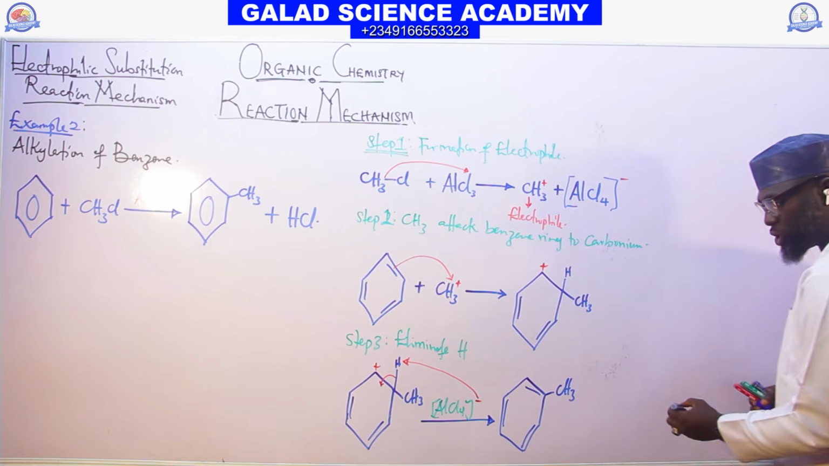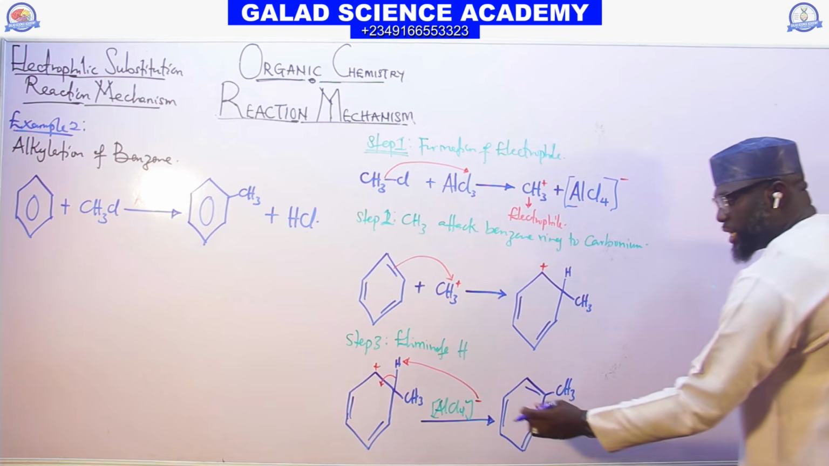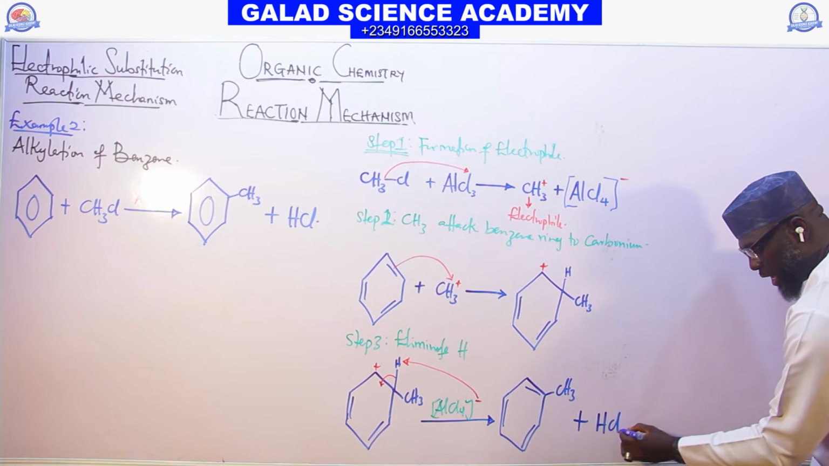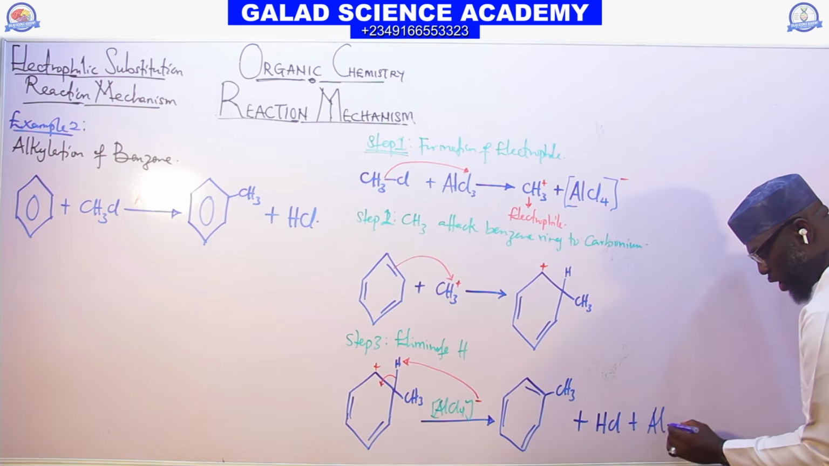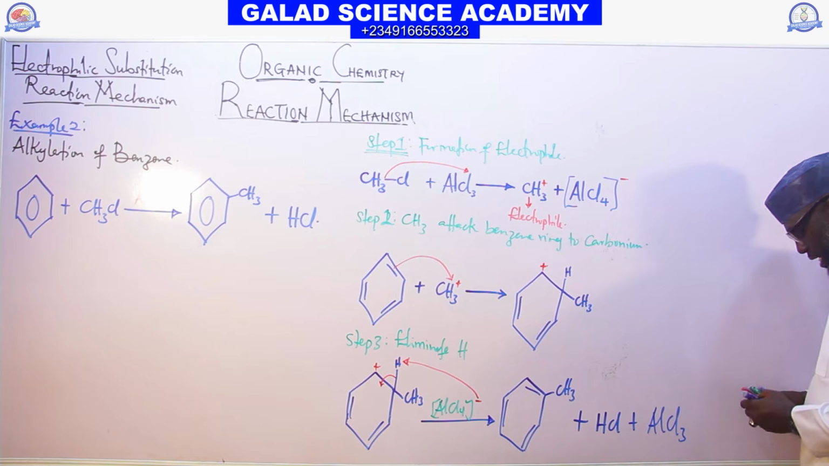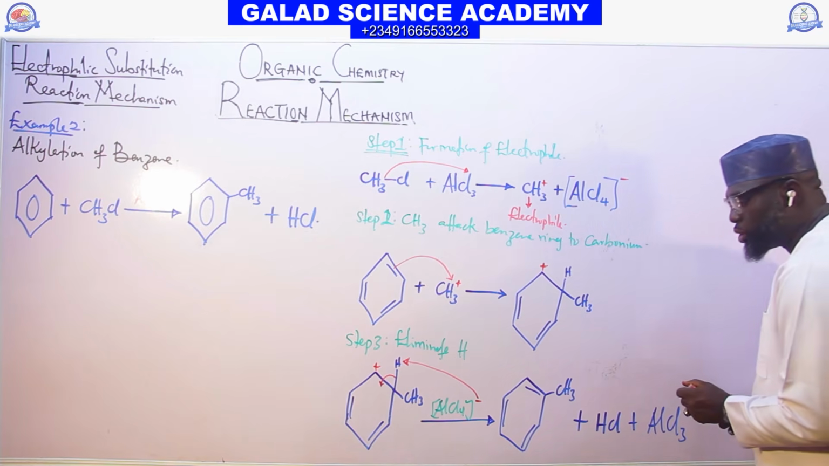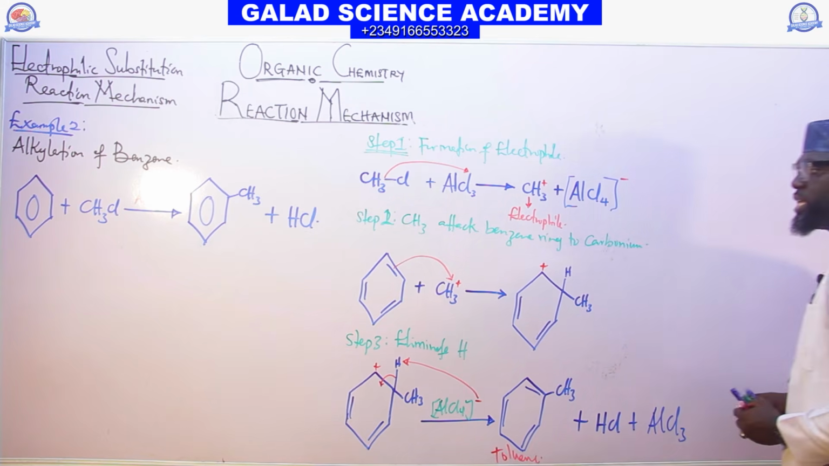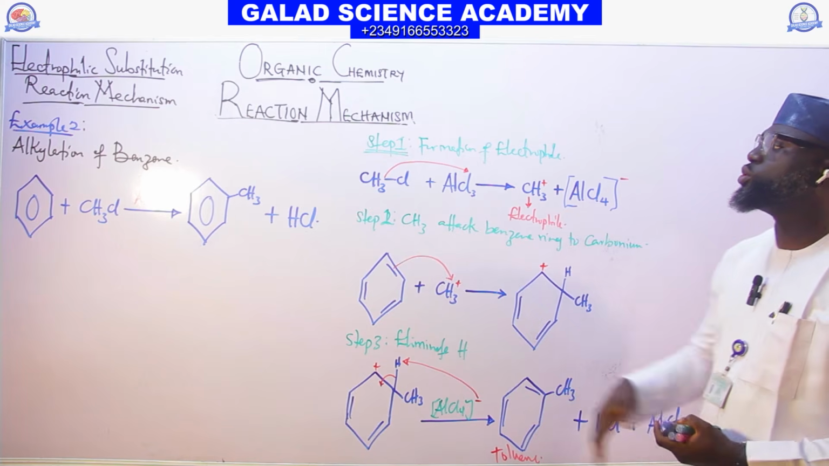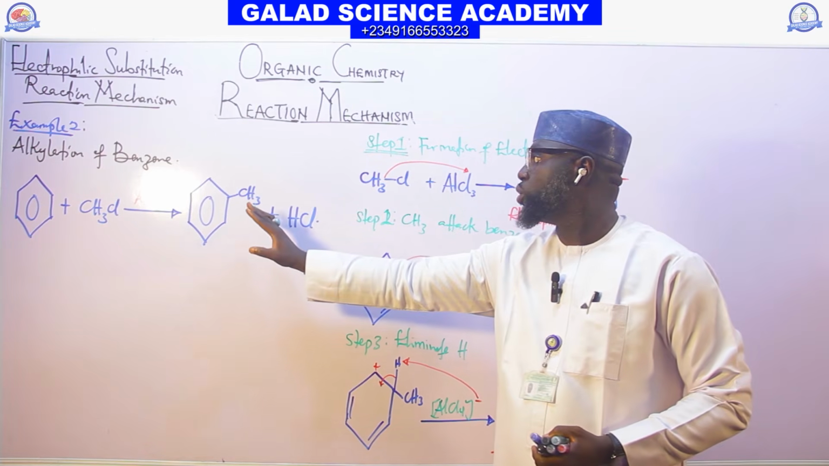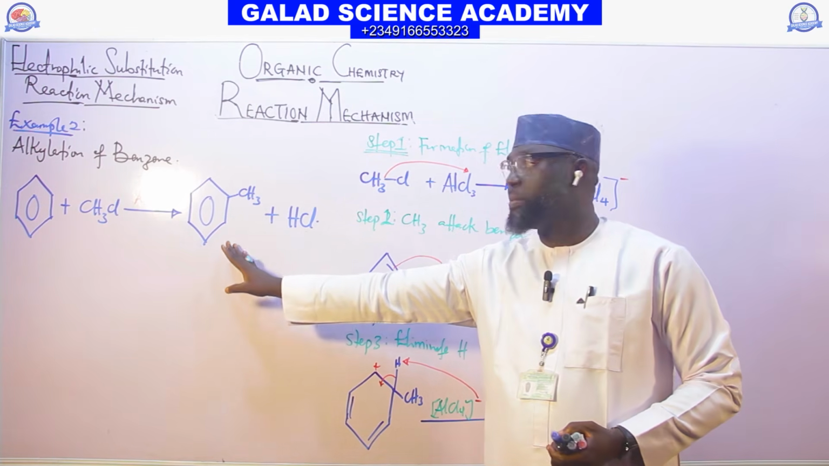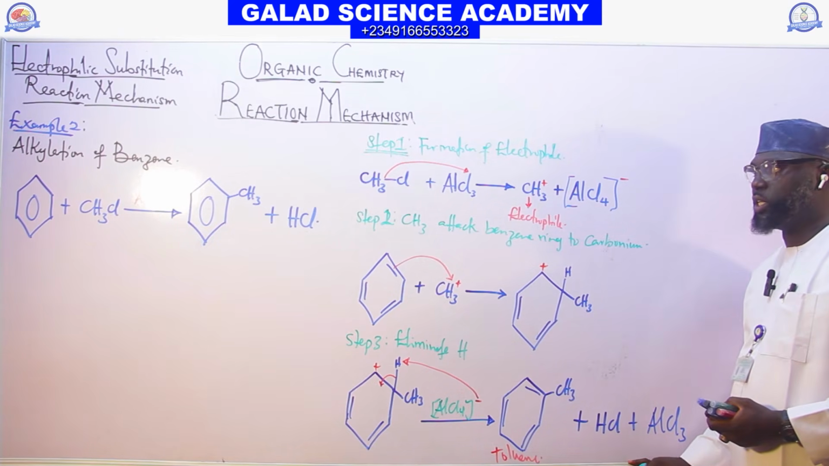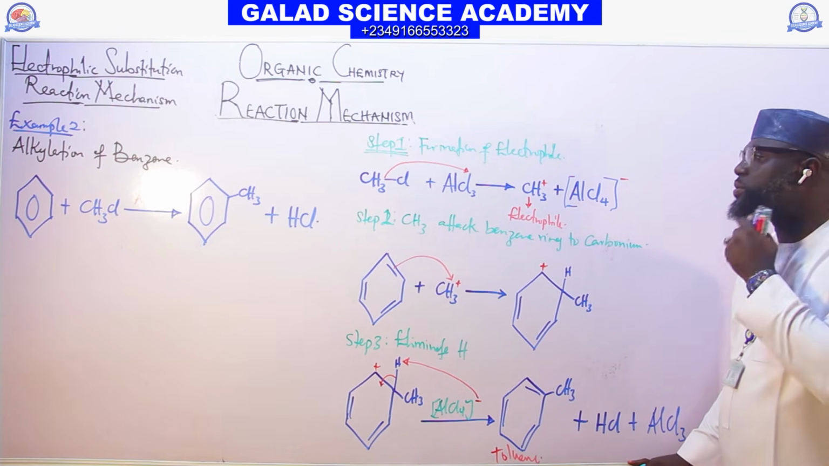and forms a new compound called methylbenzene, which is known as toluene. The one chlorine here reacts with this hydrogen, and we have HCl plus AlCl3. So this is the product formed, toluene, methylbenzene. If you are asked to explain the mechanism of this reaction, this is how we do it.